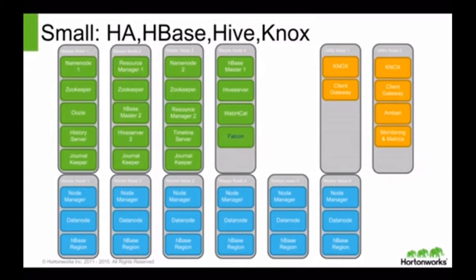Now this is a small cluster. It's got basic HA of some of the services. It has HBase, it has Hive, and even has Knox on the edge. And you'll see there are 2 Knoxes that are probably behind a load balancer.